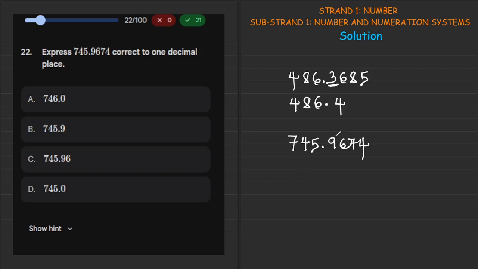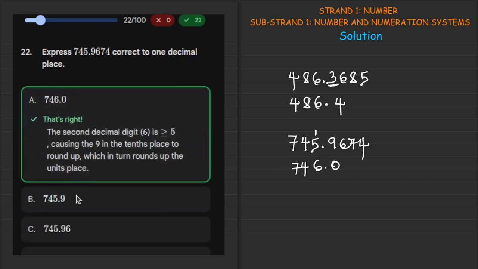And if it adds 1 to 9, this is going to be a 10. And we aren't going to write all the 10 there, but we just write a 0, then bring up the 1 to the whole number. So that becomes a 6. Then we have 4, 7. So rounding this correct to 1 decimal place, we are going to get 746. That is A. So it says the second decimal digit 6 is greater than 5, causing the 9 in the 10th place to round up, which in turn rounds up to the unit place.